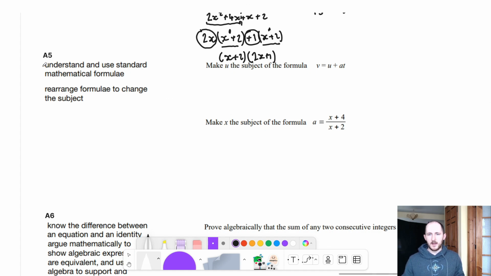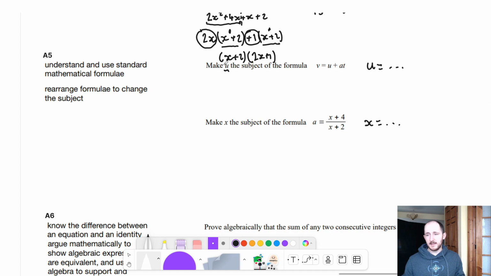So, next one, understand and use standard mathematical formulae. So, for example, v equals u plus at, areas of triangles, Pythagoras' theorem, etc. And you need to be able to rearrange formulae to change the subject. So, how do I do this? Well, when it says make the subject, all you're doing is getting this letter by itself on one side of the equation. So our final answer will look like u equals and then a bunch of stuff. Okay, making x the subject here, I'm going to have x equals and a bunch of stuff.